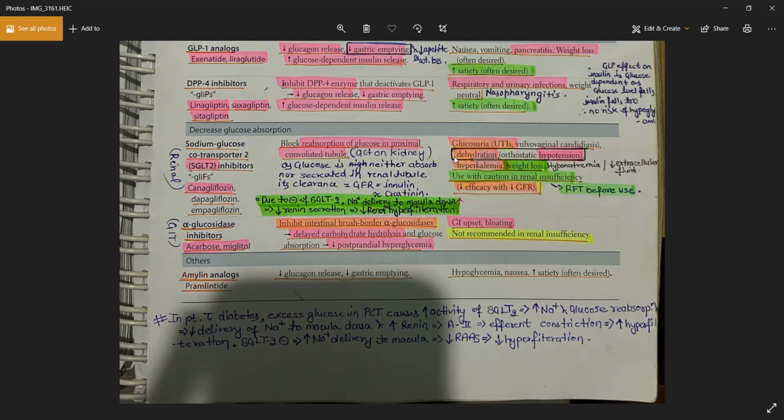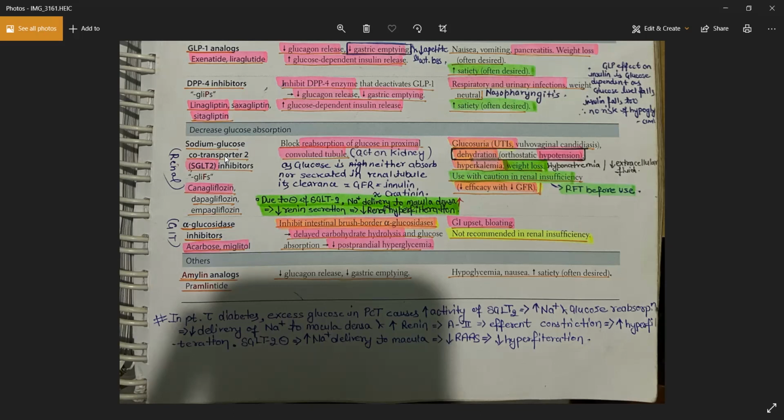Can anyone tell me why the hyperkalemia? By inhibiting the SGLT2 receptors, you are actually inhibiting the RAS. Can anyone tell me why I'm inhibiting the RAS by inhibiting these receptors?